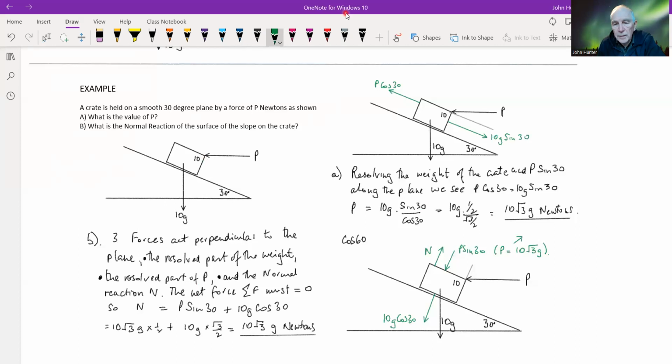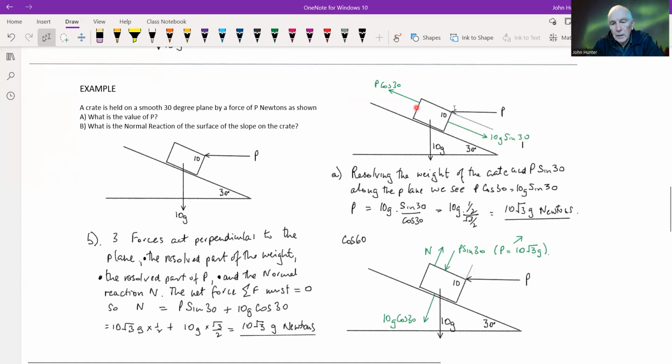Again, we're not interested in the part perpendicular to the plane. We're just looking along the plane. When we resolve along the plane, the component of the weight along the plane is 10g sin 30. This angle here being 60 degrees, cos 60 equals sin 30. So that's 10g sin 30.